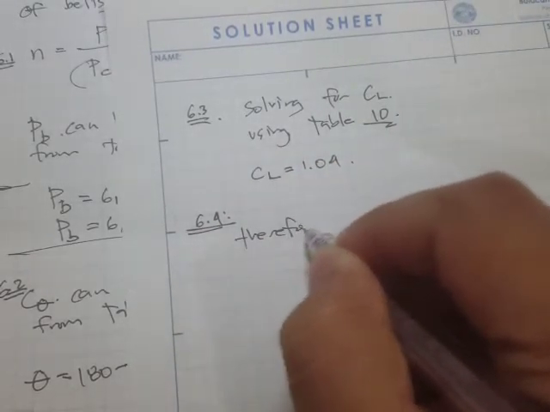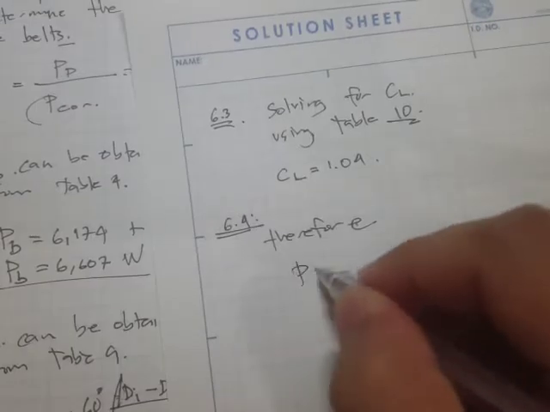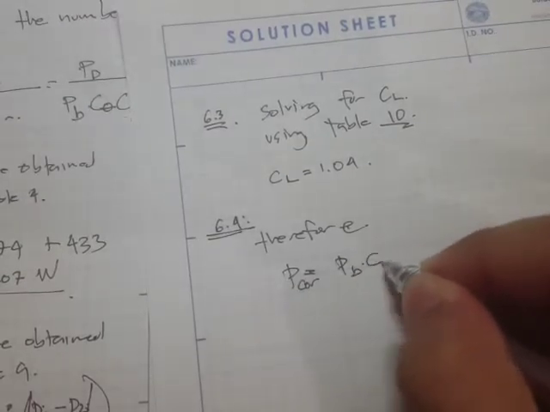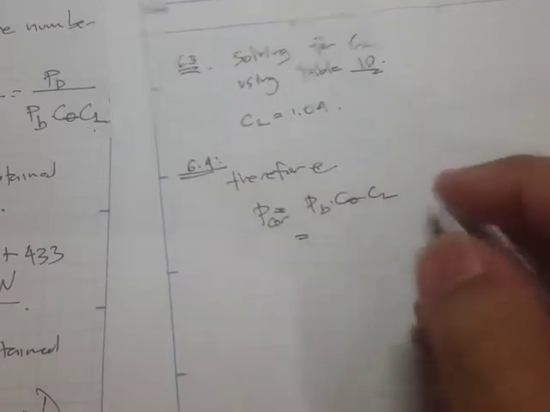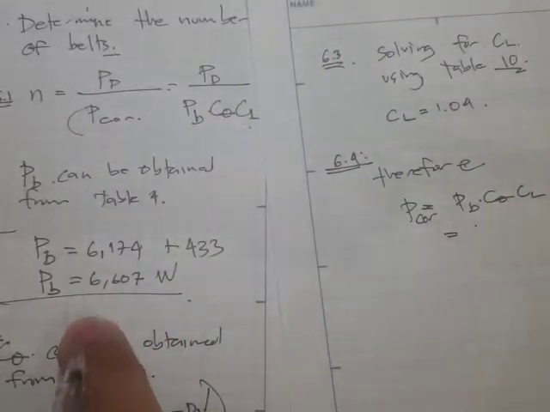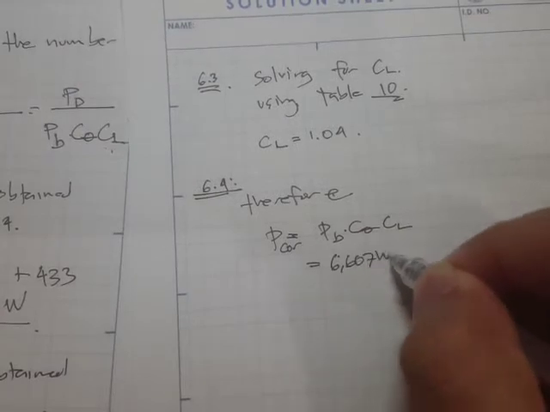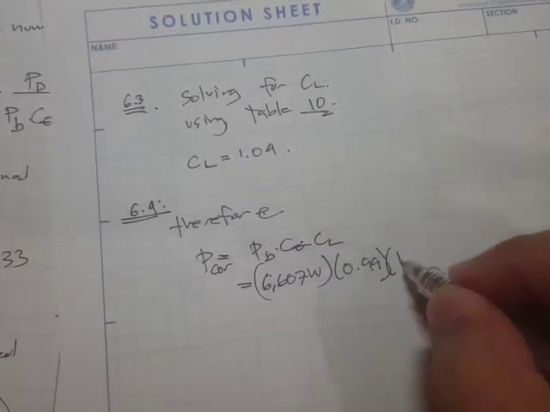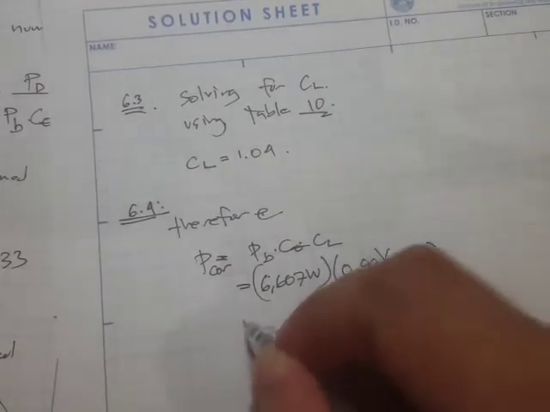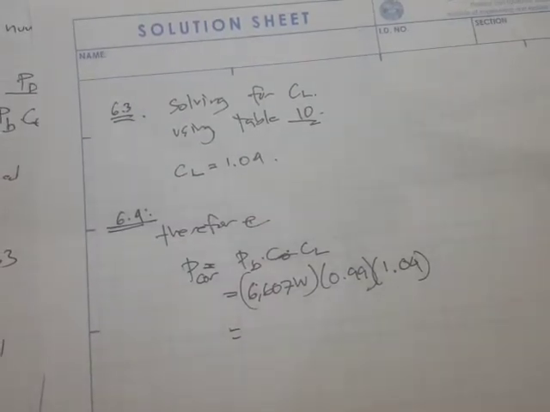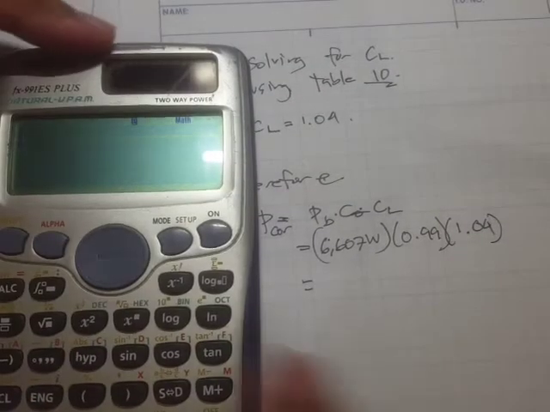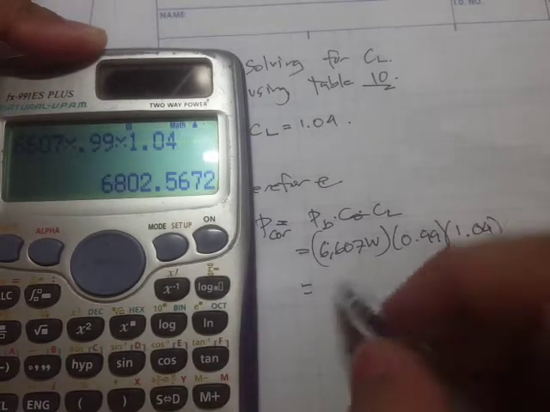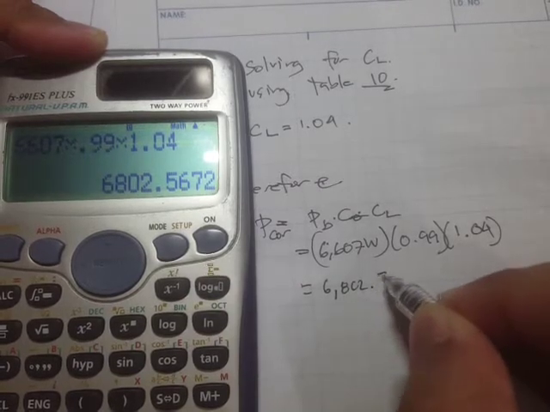Therefore the corrected power capacity is P core is equal to P sub B times these factors, and if we substitute the values we have, this is 6,607 watts times this factor, which is 0.99, and times this factor, which is 1.04. So this is 6,802.56 watts.